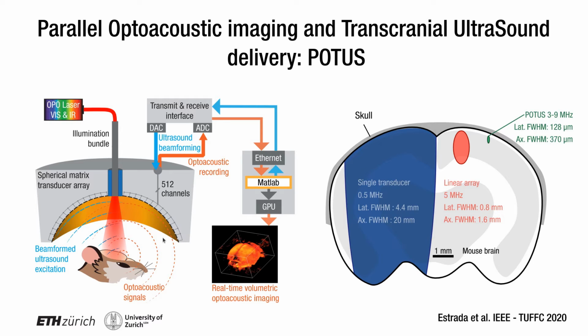The core of our system, called POTUS, here on the left, is a spherical matrix array of 112 channels, which works with custom electronics that allow this emission and detection of ultrasound. To give you a perspective on the improvement that one would expect from such an array, here you can see the outcome and the focusing performance of a single transducer at 0.5 MHz, a linear array at 5 MHz, and what you obtain with the POTUS system, which is a very tiny focal spot.